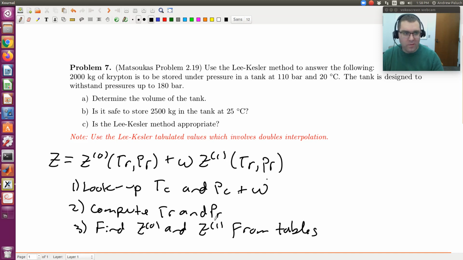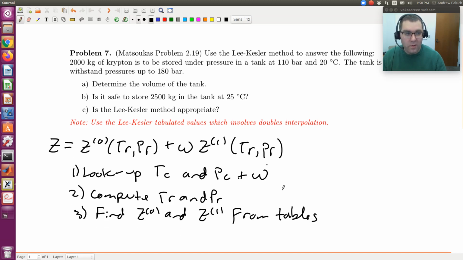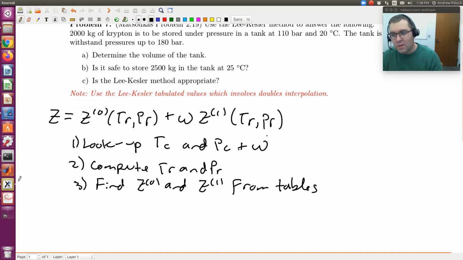Once we have our values of Z0 and Z1, we can then calculate Z. Once we have Z, we already know temperature and pressure. We can proceed and should be able to answer both these problems without an issue. So let's begin.